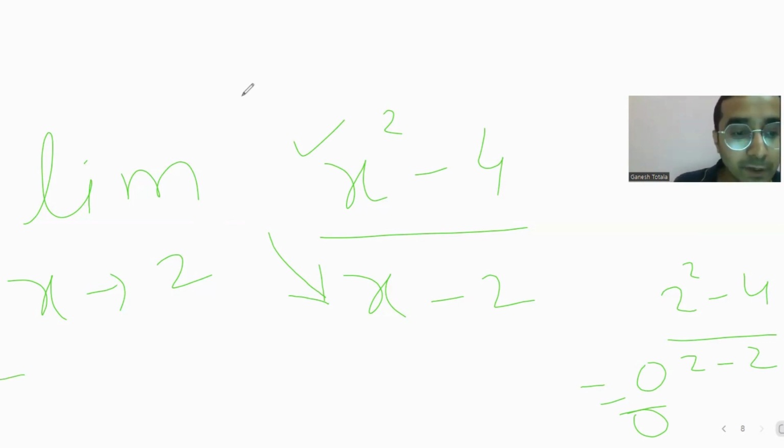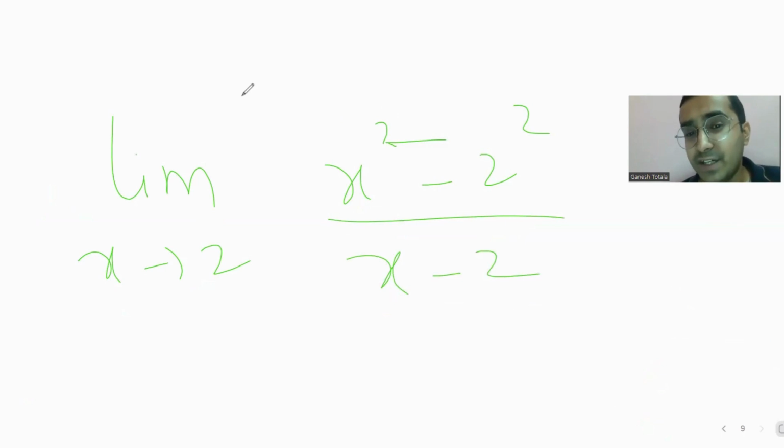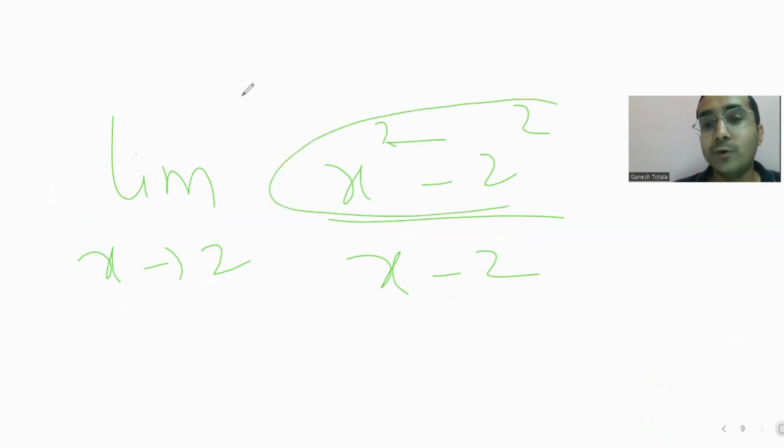Okay. So how can I write the numerator in terms of the denominator? I know that the numerator is a difference of 2 squares, because 4 I can write as 2 square. So x square minus 2 square divided by x minus 2. Either you can use the standard limit of (x raised to n minus a raised to n) divided by (x minus a), or you can simply use the difference of 2 squares. I would personally recommend using the difference of 2 squares because that will be easy.